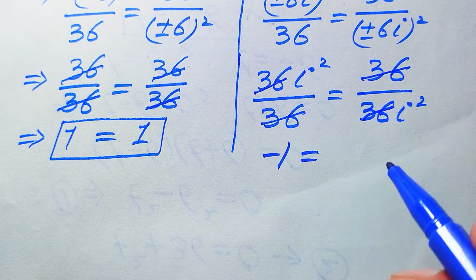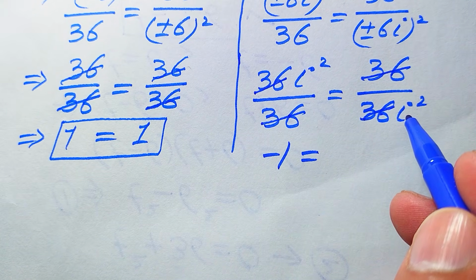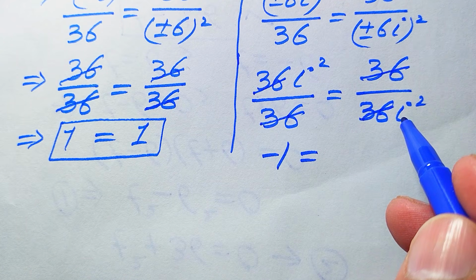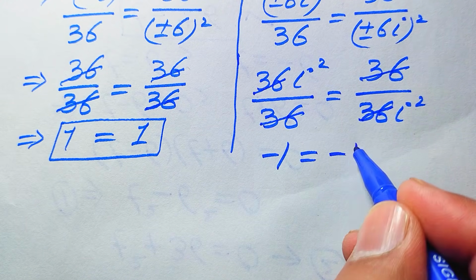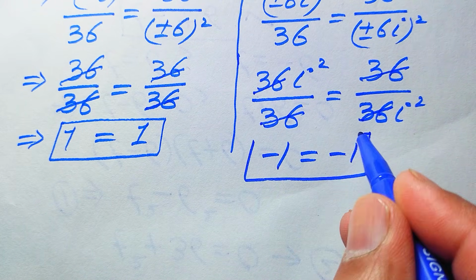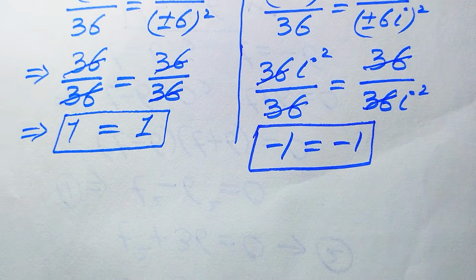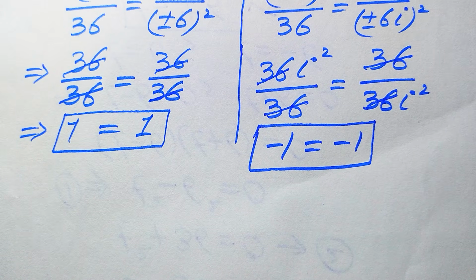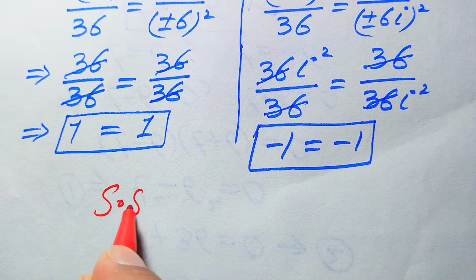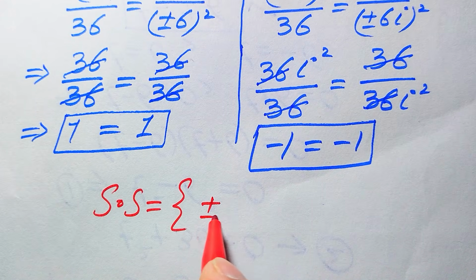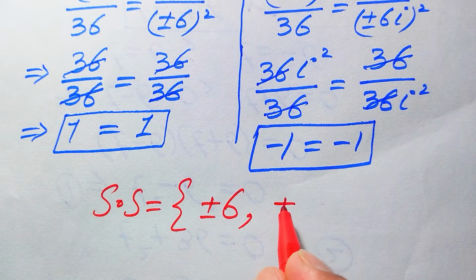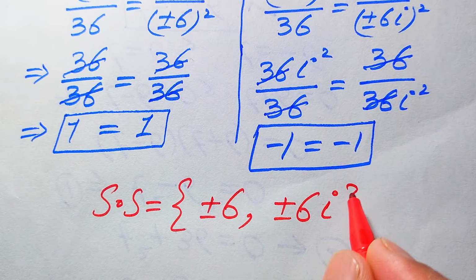The 36 and 36 are also gone and we get iota square, and iota square is also equal to minus 1. So 1 divided by minus 1 equals minus 1. This shows that again both sides are equal. So we finally conclude that all four roots satisfy our given question statement. So finally the solution set of this problem is plus minus 6 and plus minus 6 iota.